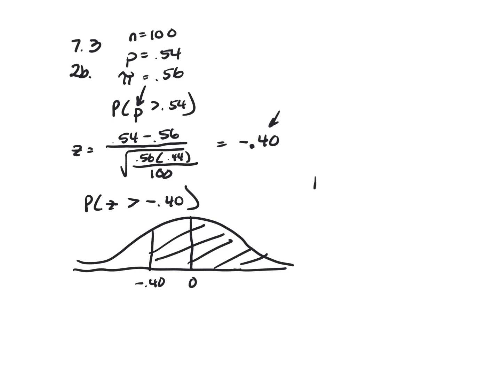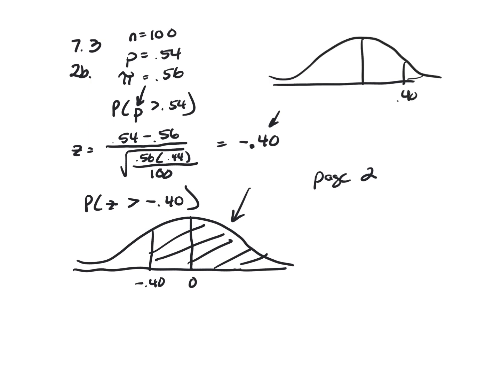I looked on page 2 of the normal distribution table. And you're looking up 0.40 because remember, this area is equivalent to this area. And it's 0.6554.